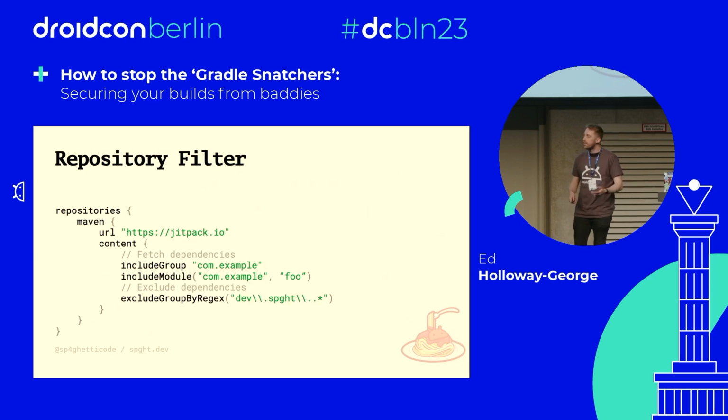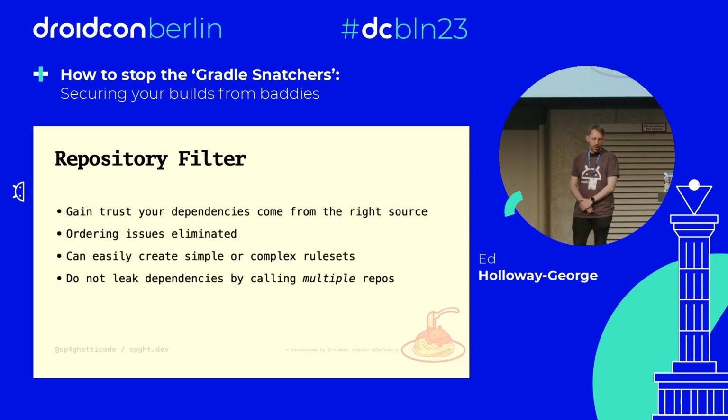Again, not frictionless, but certainly it introduces some level of security, but it doesn't verify that the dependencies you're getting are legit. It just makes sure that they're coming from the right place. So like I say, you gain trust that your dependencies come from the right source. This also eliminates the ordering issue that we discussed. It didn't matter if Google's the first repository or the last repository.